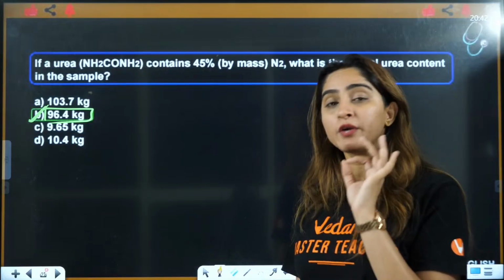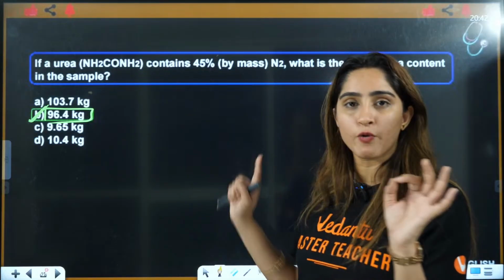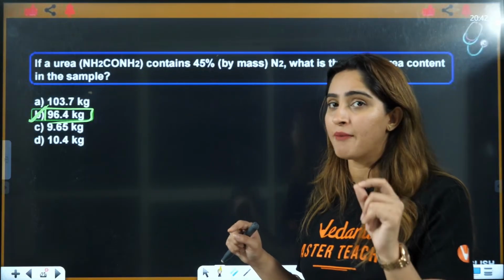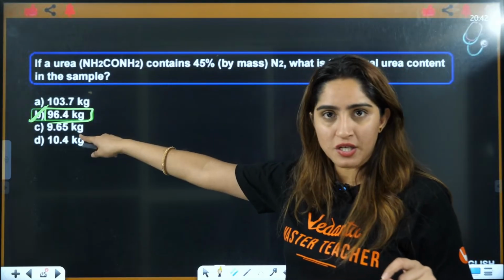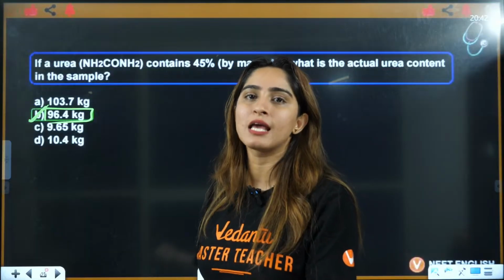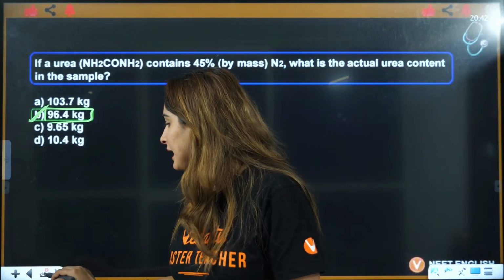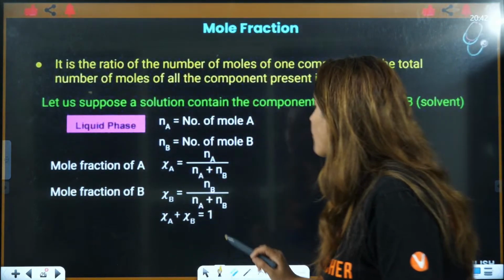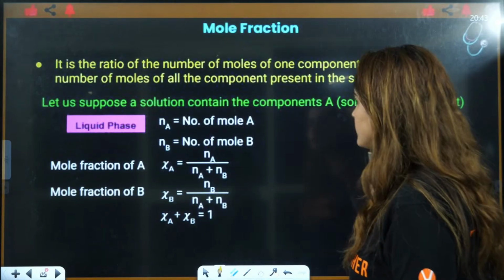But I would advise you, if it is not the requirement of the question, take it in gram. It was the requirement of the question here. That's why I converted it into kilogram, right? The value was the same only, right? Okay, yes. Now, let's see what is mole fraction.